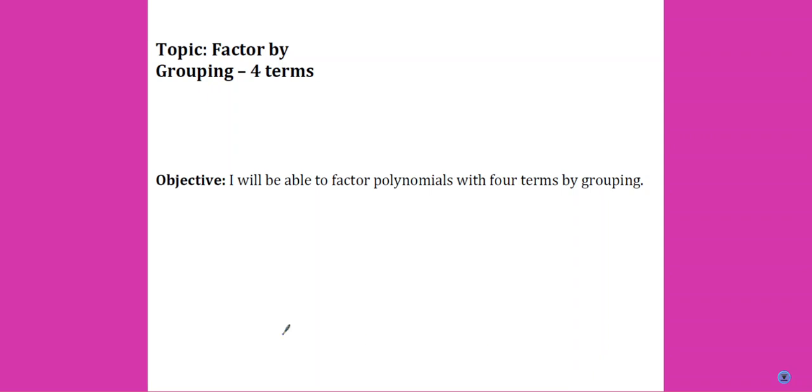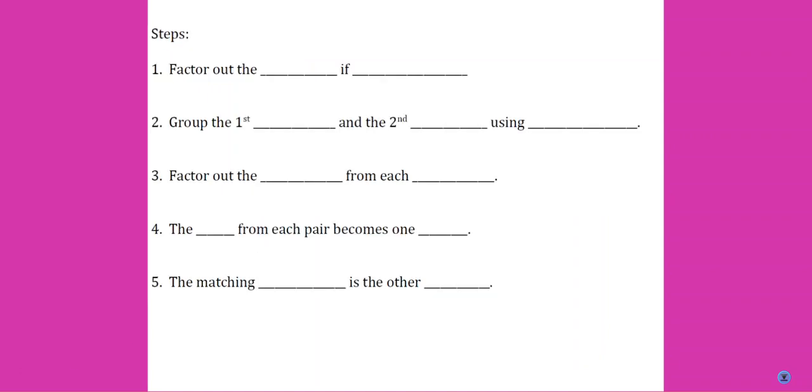Today we're going to be factoring four terms by grouping, and our objective is that we will be able to factor a polynomial with four terms by grouping. So, step 1, factor out the GCF if possible. That means that there's a greatest common factor for all four terms.